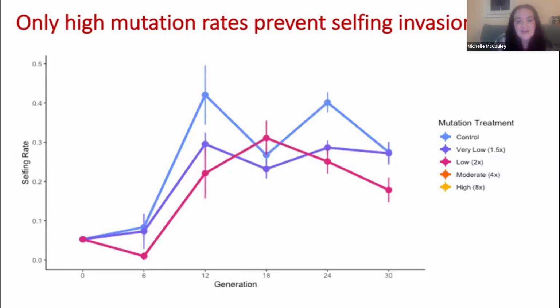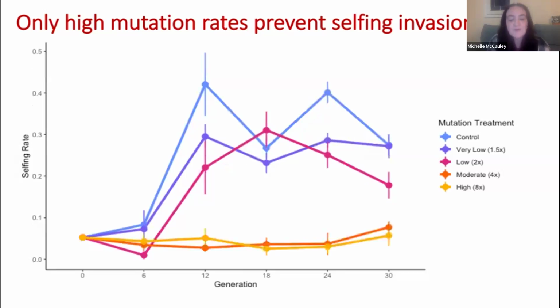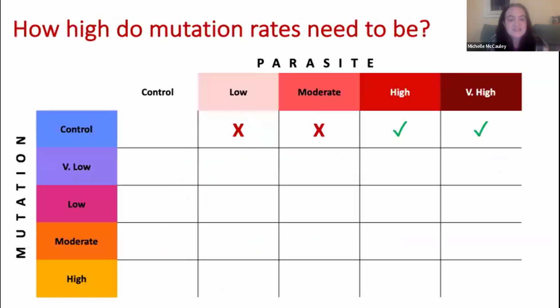Okay, so we found in our 3 lowest mutation rates, we did see a selfing invasion. But with our 2 highest mutation rates, outcrossing was maintained across the course of the entire experiment. So again, we were able to identify that there is some sort of mutation rate threshold within our system. And returning to our table, we now have 3 mutation rates which did not maintain outcrossing, and 2 that did.